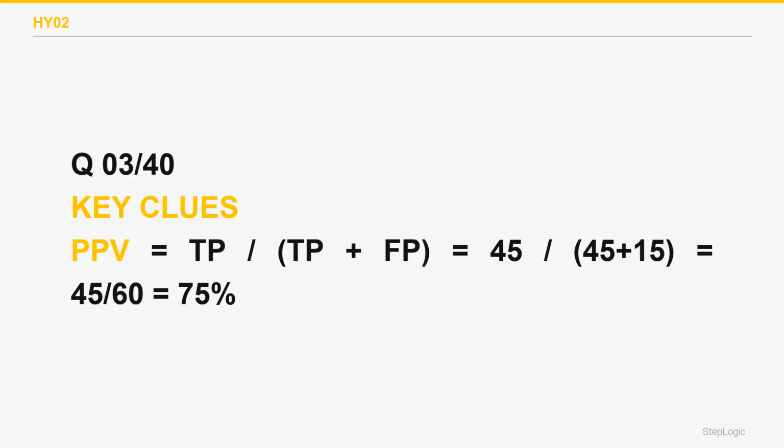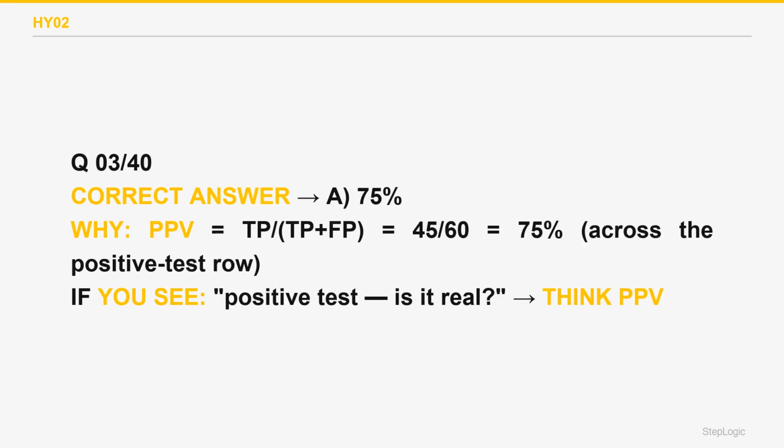Positive predictive value answers a different question than sensitivity. Of all the people who test positive, what fraction truly have the disease? That is true positives divided by all positives. Here, 45 true positives plus 15 false positives make 60 positive tests, and 45 of them are real, so PPV is 45 over 60, or 75%. The correct answer is A.